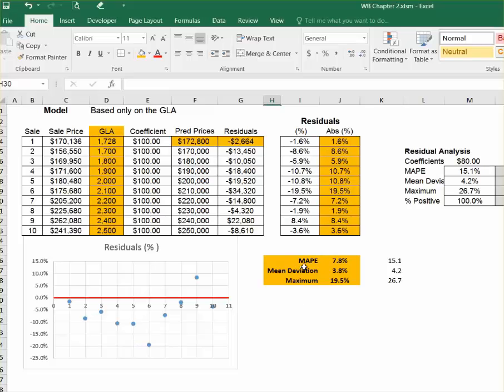what they are. Now this MAPE is 7.8%. That means on average, if you use this model as an appraiser to predict a price, you would be off about 7.8%. And on average, you would probably be plus or minus 3.8% of that 7.8, which means you could be as low as 4 or as high as 10 off. But the very worst you could probably be with it is 19.5%.